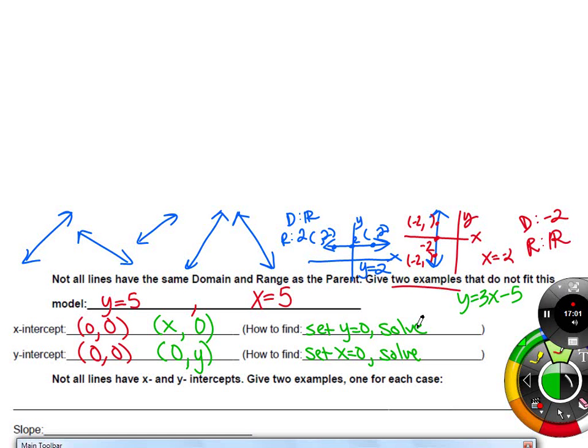All right, so the next sentence says, not all lines have both x and y intercepts. Give 2 examples, one for each case. So we want an equation of a line that has no x-intercept and an equation of a line that has no y-intercept. Right, who thinks that they could give me an equation of a line that has no x-intercept? It will never cross the x-axis.